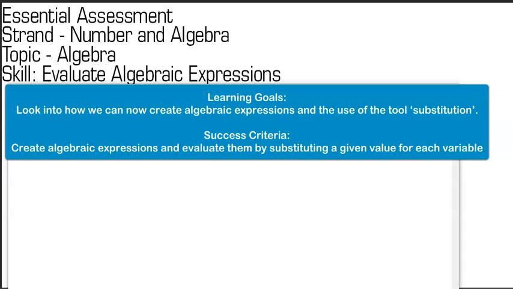Mr. Herman here, and this is the essential assessment skill Evaluate Algebraic Expressions. The learning goal for this one is to look into how we can now create algebraic expressions and the use of the tool substitution. And the success criteria for this one is to create algebraic expressions and evaluate them by substituting a given value for each variable or letter.